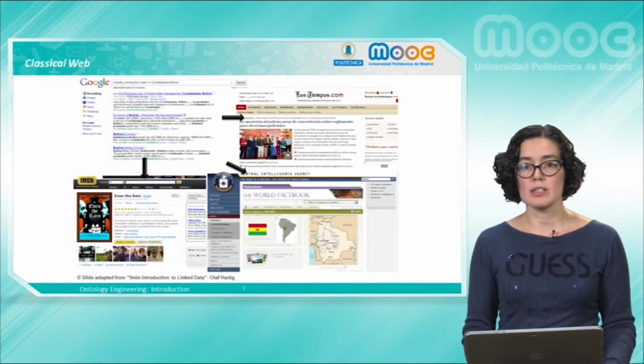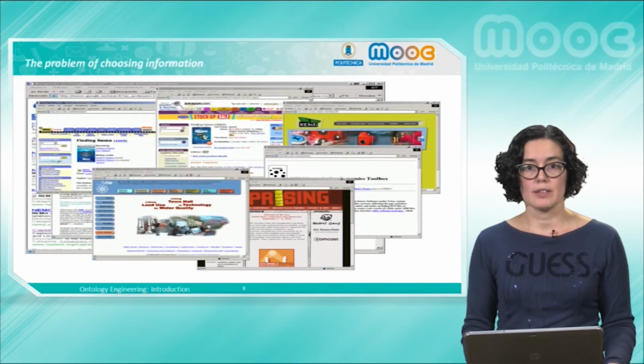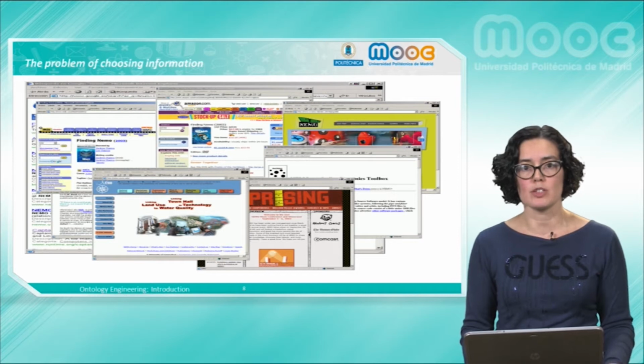It is worth mentioning that in the so-called classical web, information from single pages can be found via search engines. However, it is difficult to make complex queries over multiple pages and data sources. This is related to the problem of choosing information. This problem involves finding the information, extracting the most relevant information, interpreting the results by human users, and also making a synthesis.